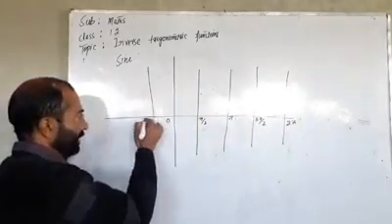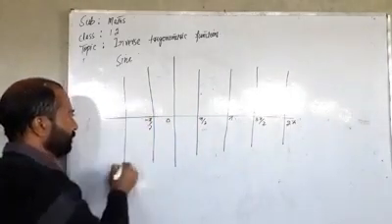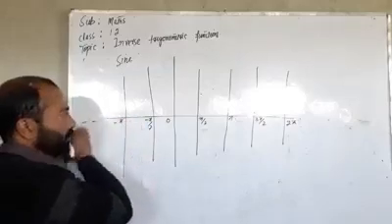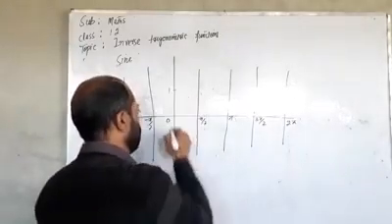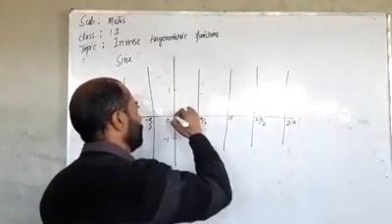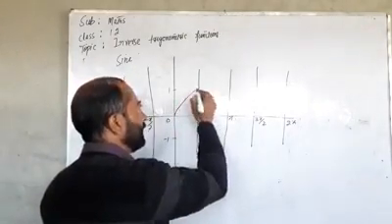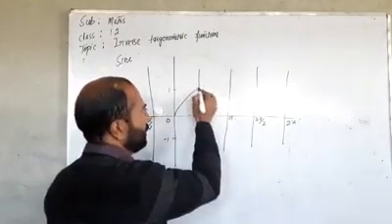These are the negative angles, minus pi by 2. This is minus pi, and so on. Draw the graph of this sine function. You know this, the curve will be like this. The highest value is 1.